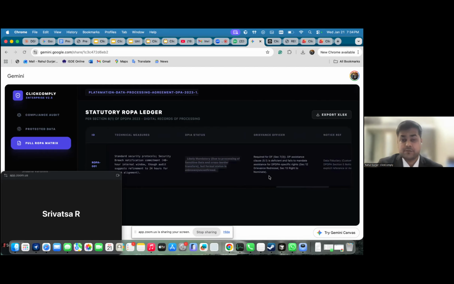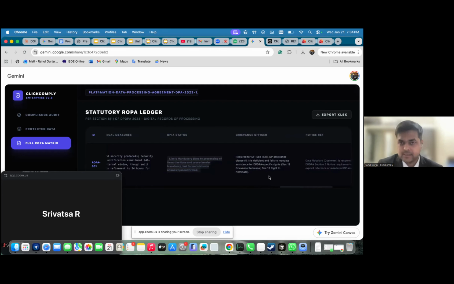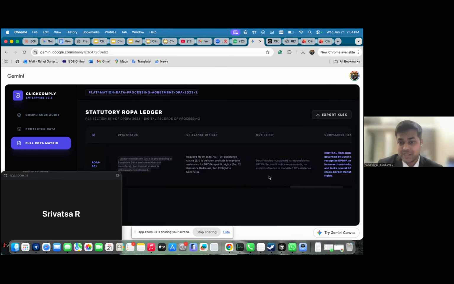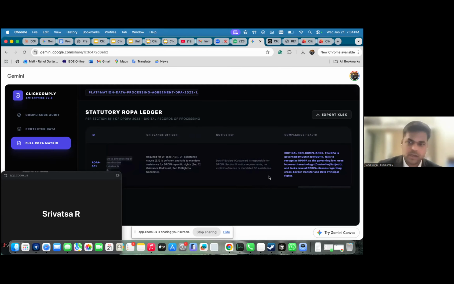Then another aspect is, does your company have a DPO on board? If there is a DPO, big companies are mandated to have a DPO now, then his or her details have to be there. Then the notice ref, and then ultimately what is the compliance health of it.